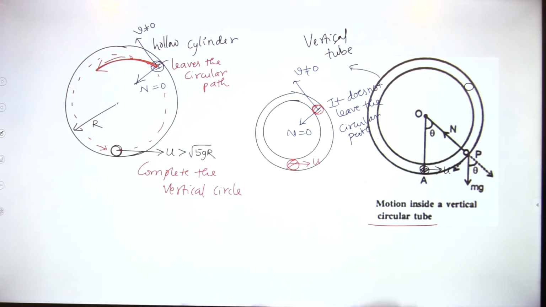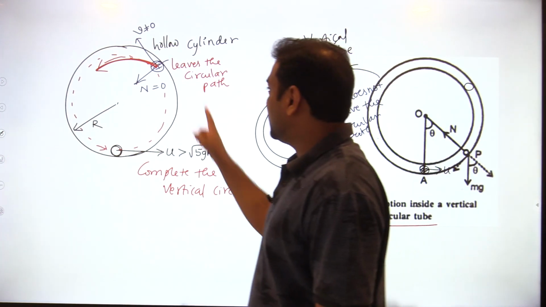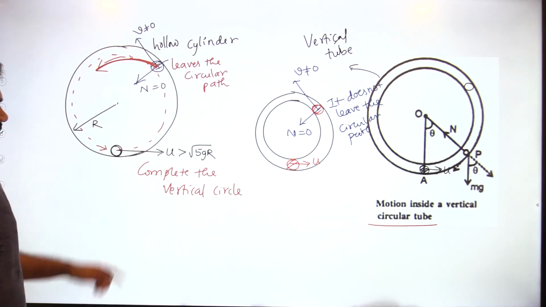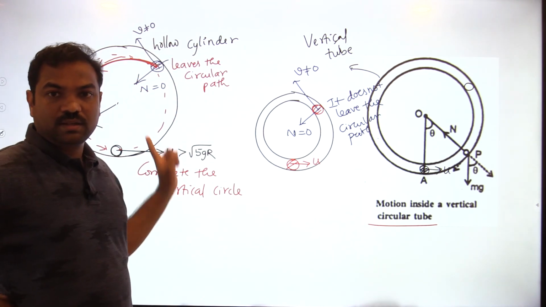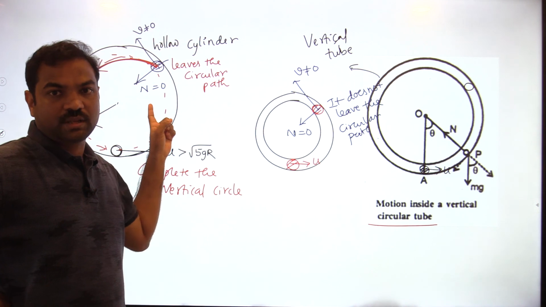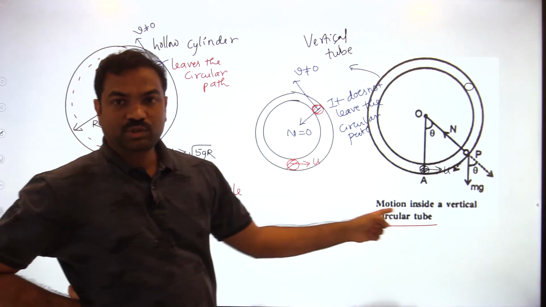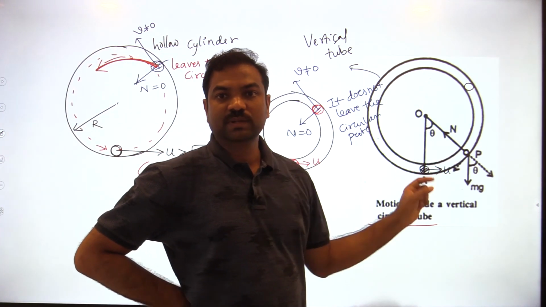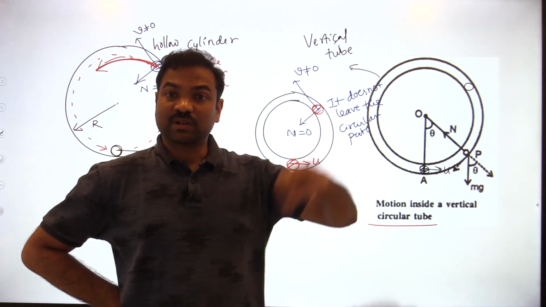Okay, write down. So a rod and a circular tube are the same. A hollow sphere and a string pendulum, a pendulum connected to a string, are the same. The vertical circular tube and the pendulum with a rod are the same.